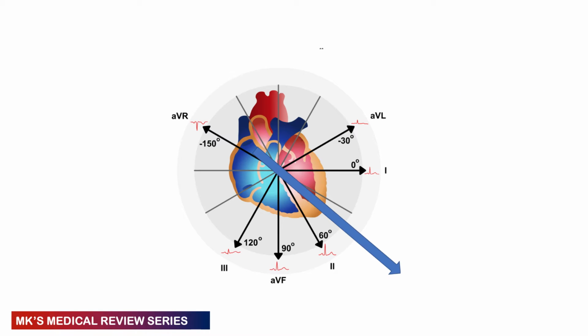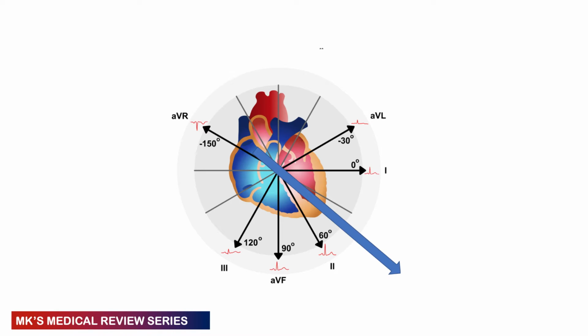So remember our heart right there in the center. We have our lead 1, we have our lead 2, we have our lead 3, AVF, AVR, and AVL. When it comes to the cardiac axis, two important leads you need to look at. You need to look at lead 1 and you need to look at lead AVF. And in some cases, you're going to want to look at lead 2. I'll explain which cases where you would want to look at lead 2.